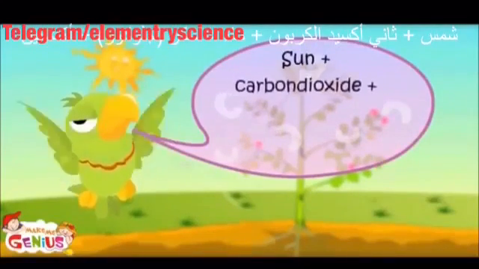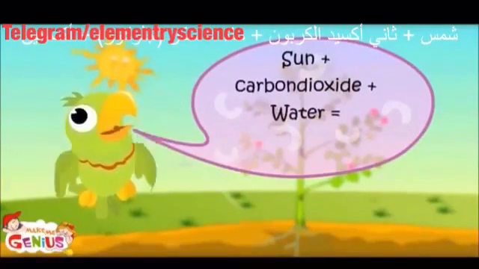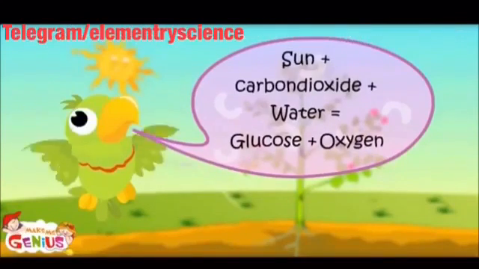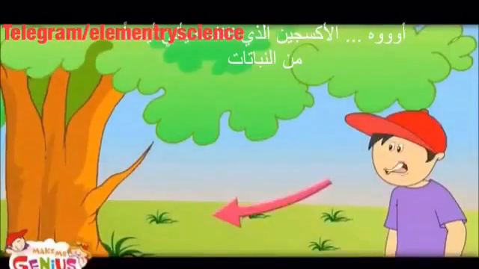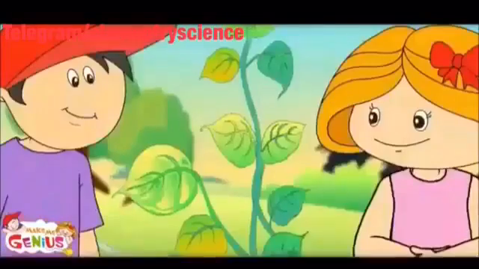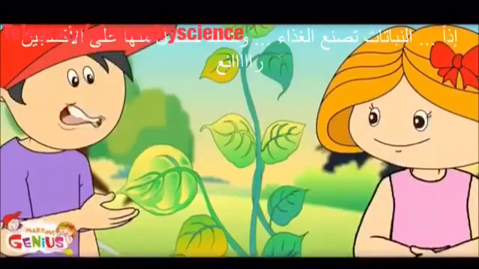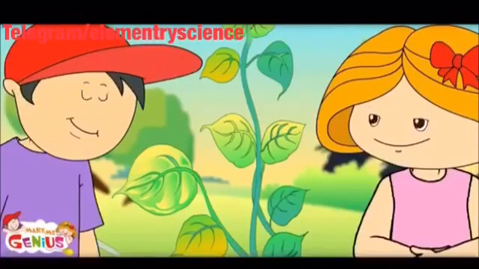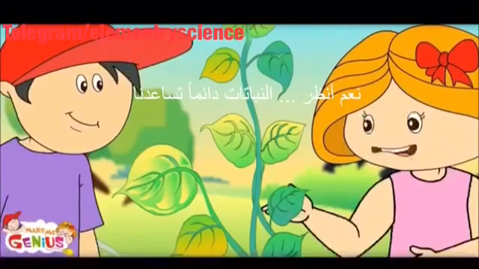Sun plus carbon dioxide plus water is equal to glucose plus oxygen. Oh, the oxygen which we breathe also comes from plants. You're right. So, plants make food and we get oxygen. Cool! Yes, see, plants always help us.